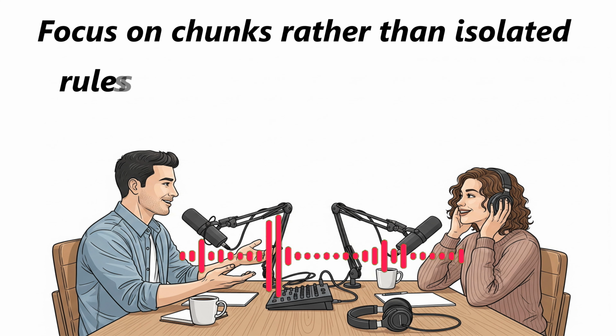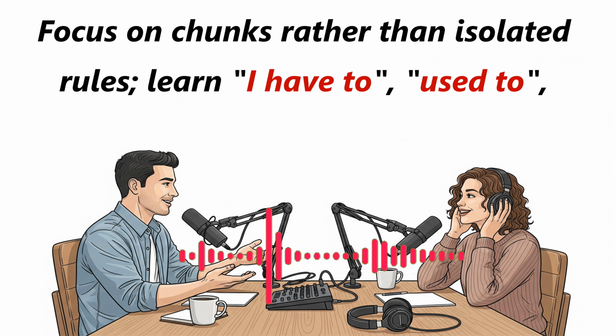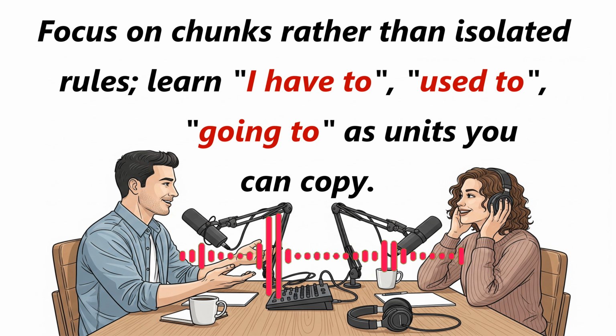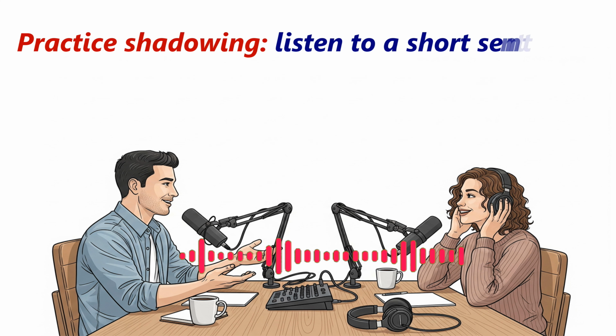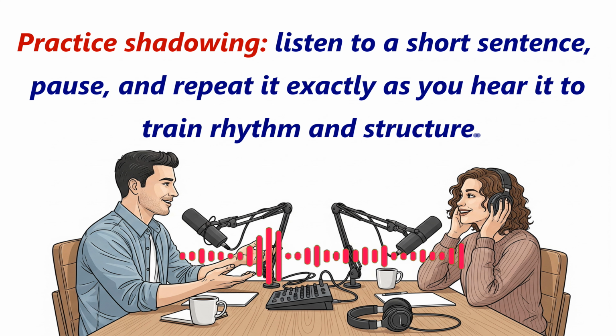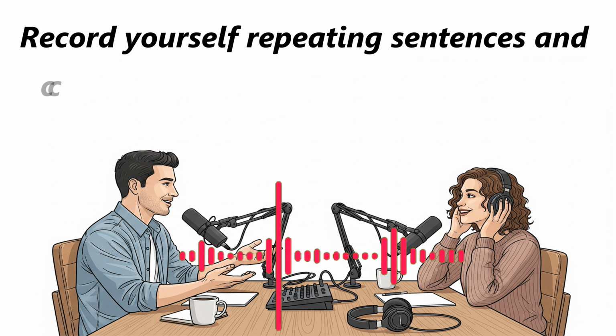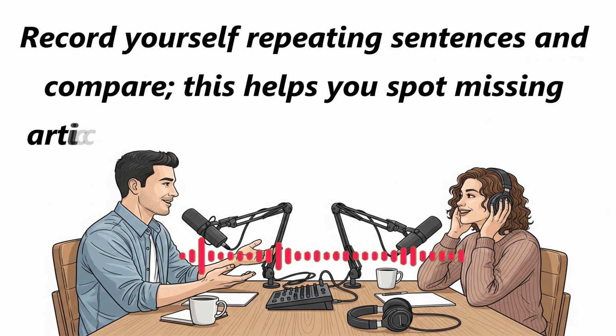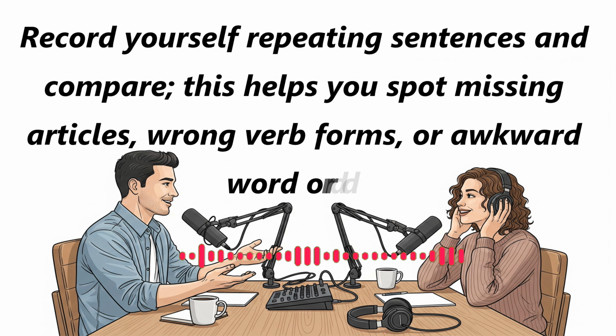Focus on chunks rather than isolated rules. Learn I have to, used to, going to as units you can copy. Practice shadowing. Listen to a short sentence. Pause and repeat it exactly as you hear it to train rhythm and structure. Record yourself repeating sentences and compare. This helps you spot missing articles, wrong verb forms, or awkward word order.